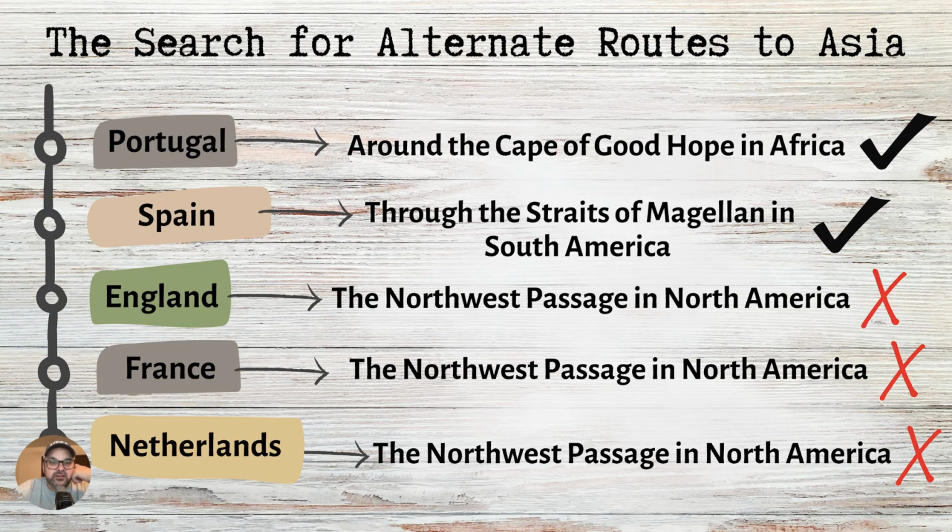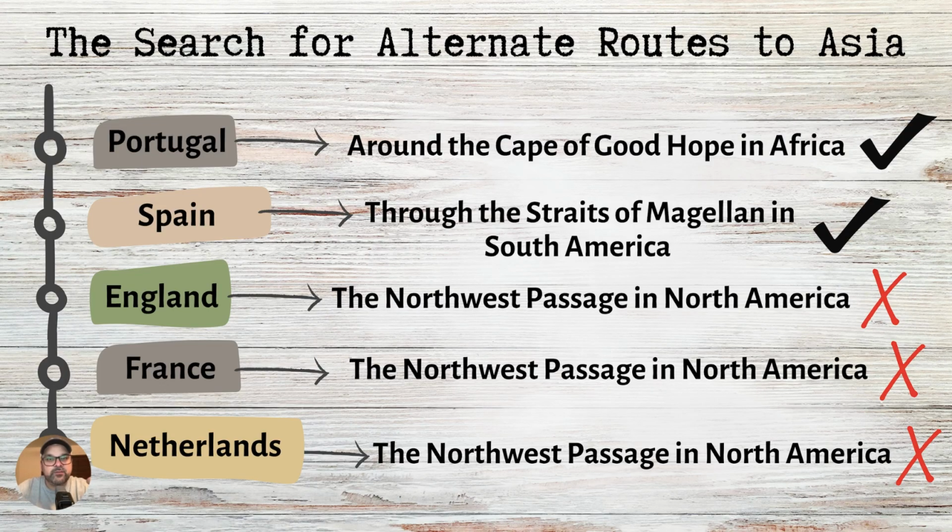France doesn't find it, although Cartier and Champlain find territory in Canada that's very successful for them. And then the Dutch don't find it either with Henry Hudson and the Northwest Passage in North America. But all of this exploration, Portugal, Spain, England, France, and the Netherlands, will all result in colonization and settlements around the world for the Europeans. And that's something that we'll talk about more in this unit. And as we get into Unit 5 as well, we'll definitely talk about colonization in more detail.